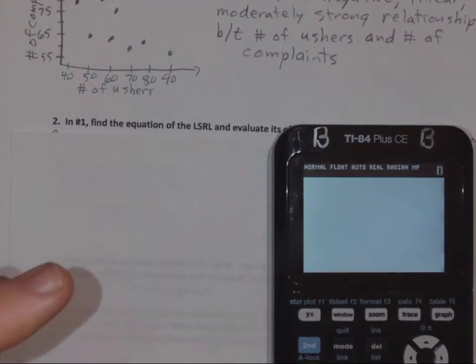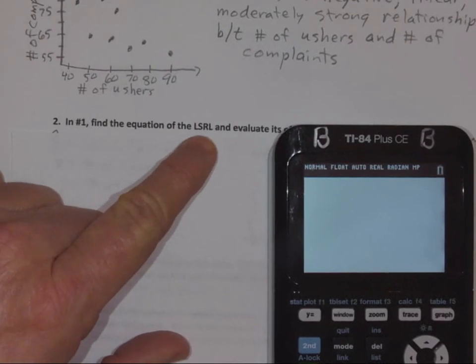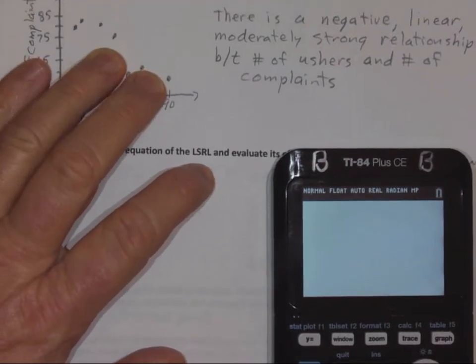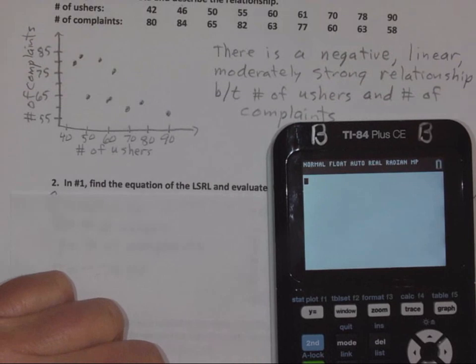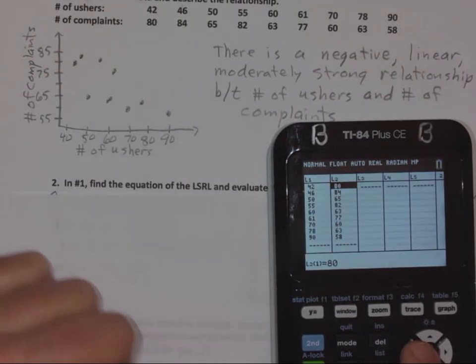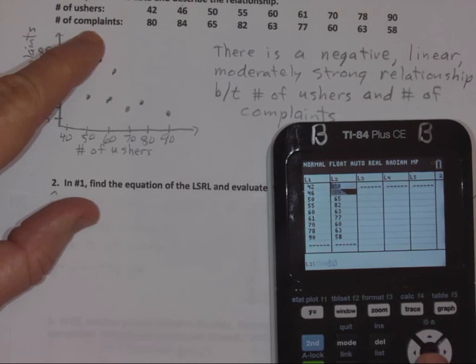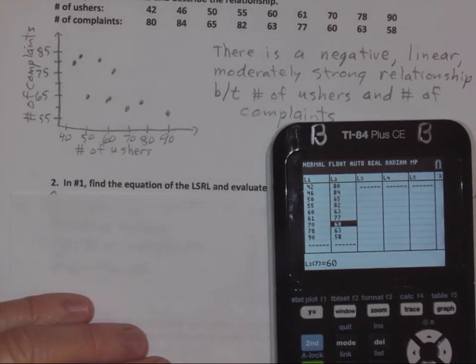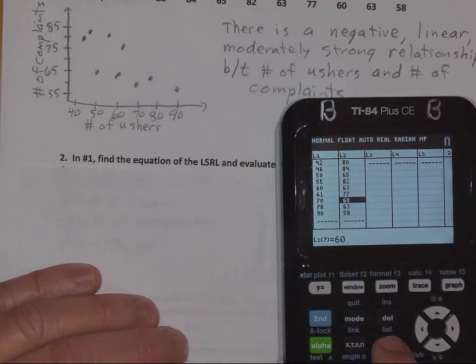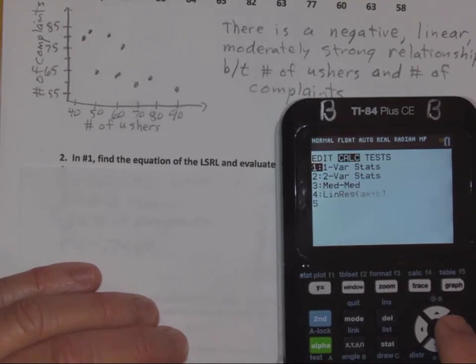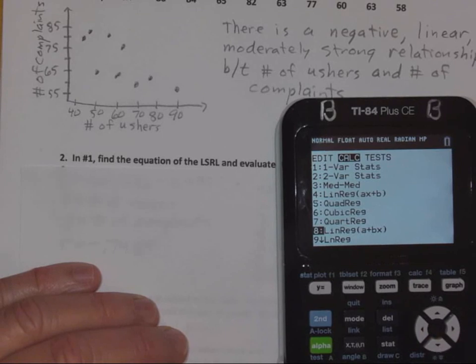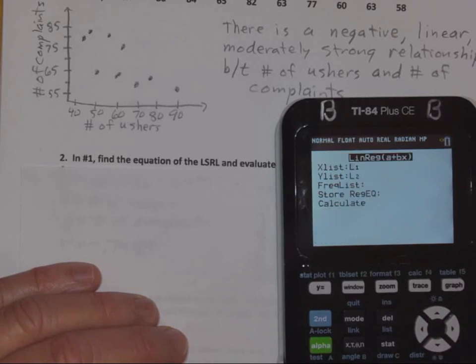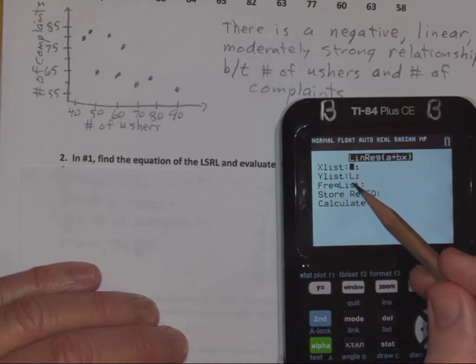So what we would do to find the least squares regression line is enter these numbers in our calculator. We hit the stat button, then go to edit, and in list 1 I put the number of ushers, list 2 I put the number of complaints, like that. And this is how you create the equation line and find the R value. So you hit the stat button, then go to calculate and down to number 8, linear regression a plus bx. You would enter list 1 there, list 2 there.